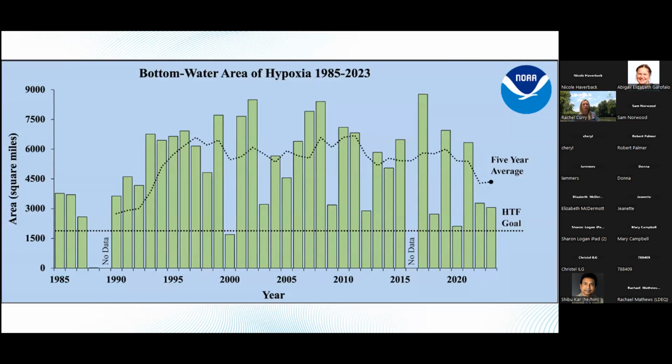So this graph actually shows the size of the hypoxic zone each year. And as you can see, it varies in size, just like it varies in shape. And they've been measuring this since 1985. We have the goal level, which is the dotted line across the bottom, and that's at 1,900 square miles. We have the running 5-year average, which is the dotted line above, and the last bar shows where we are currently. And so our 5-year average is sitting at about 2 times the goal set out by the Hypoxia Task Force.